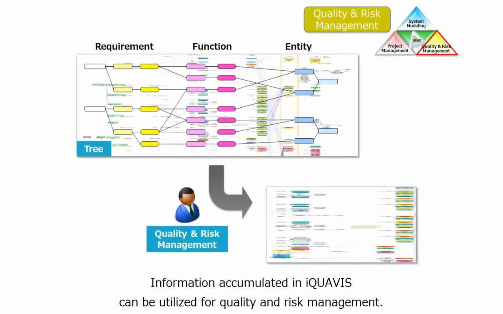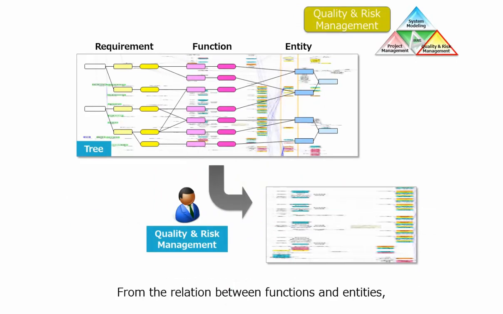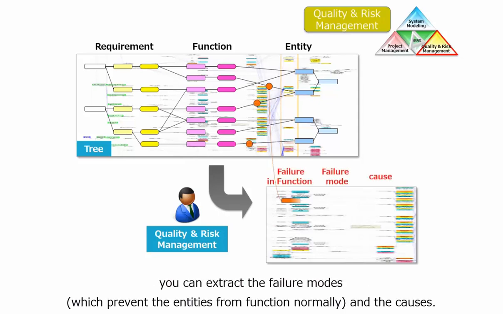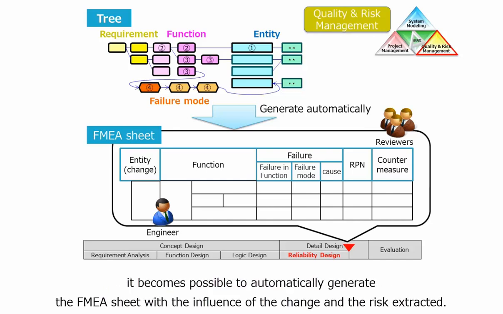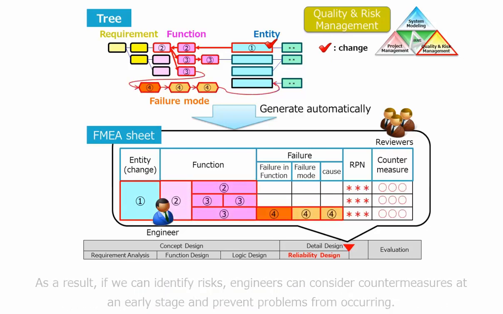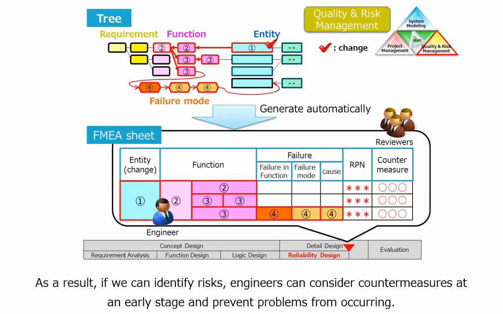Information accumulated in iQUAVIS can be utilized for quality and risk management. From the relation between functions and entities, you can extract the failure modes which prevent the entities from functioning normally and the causes. When enough knowledge is accumulated in iQUAVIS, it becomes possible to automatically generate the FMEA sheet with the influence of the change and the risk extracted. As a result, if we can identify risks, engineers can consider countermeasures at an early stage and prevent problems from occurring.